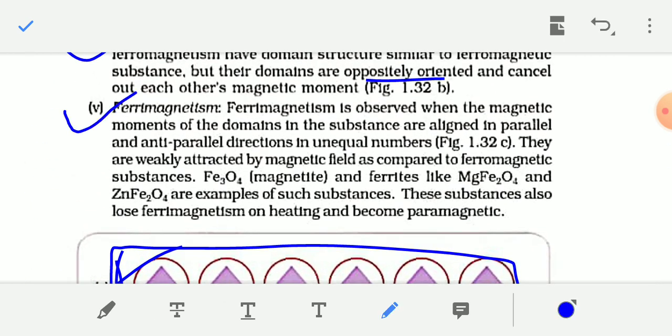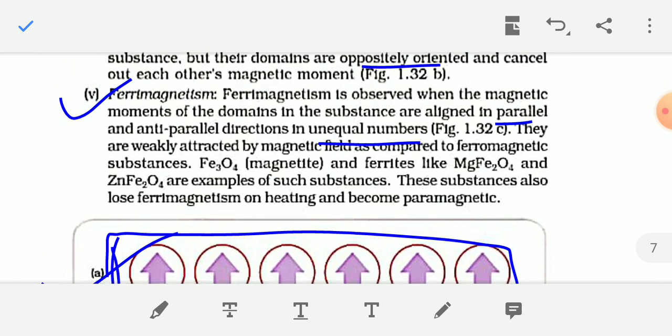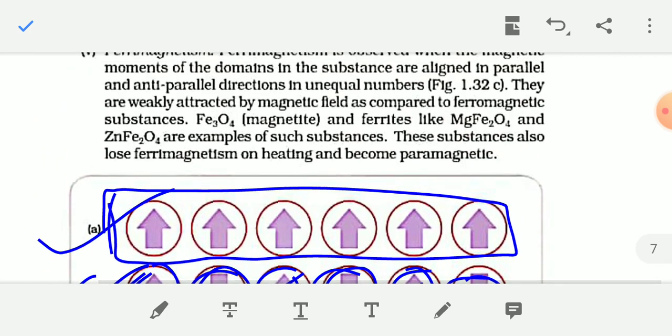Last one is ferrimagnetic substances, or ferrimagnetism. Ferrimagnetism is observed when the magnetic moments of the domains, where each unpaired electron is assumed as a domain, are aligned in parallel and antiparallel directions in unequal number. It is equal in antiferromagnetic substances, but in ferrimagnetism they are in unequal number, and they are weakly attracted by a magnetic field, like paramagnetic substances.